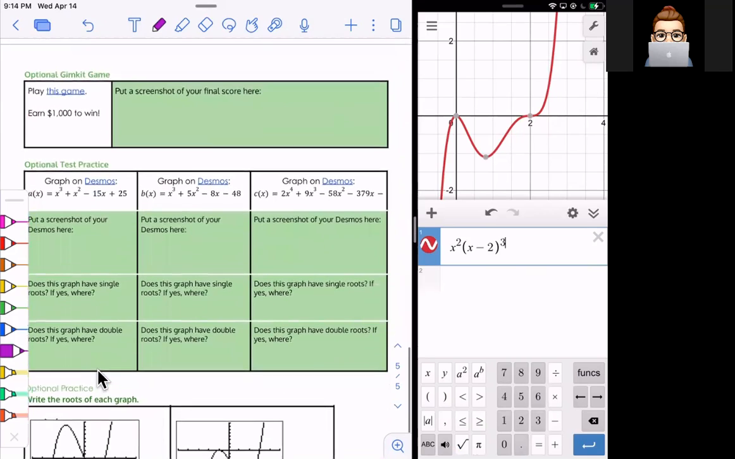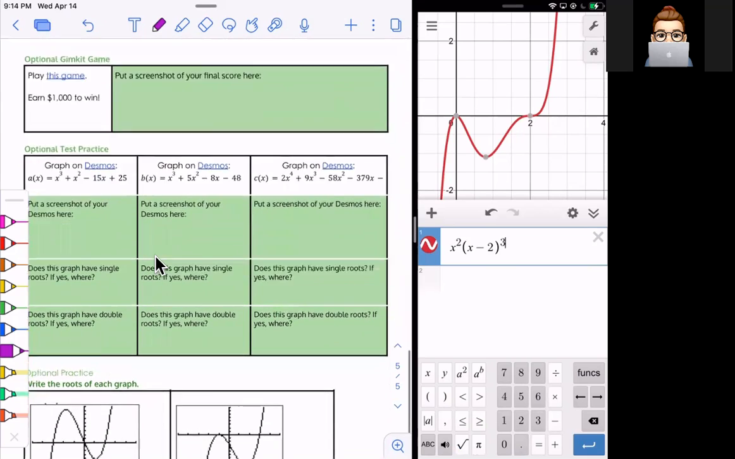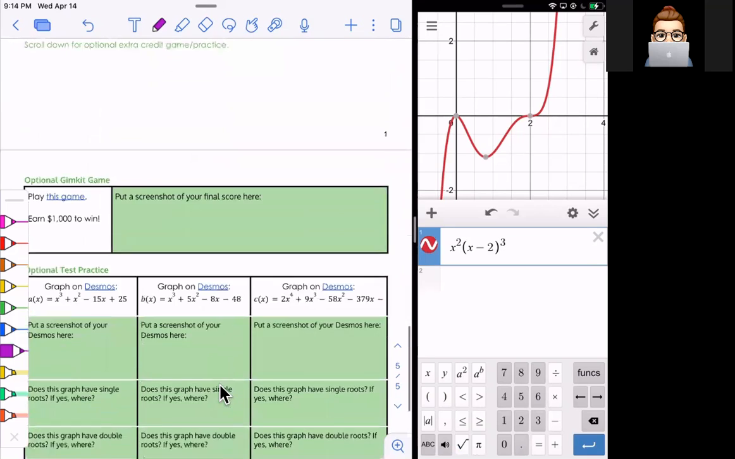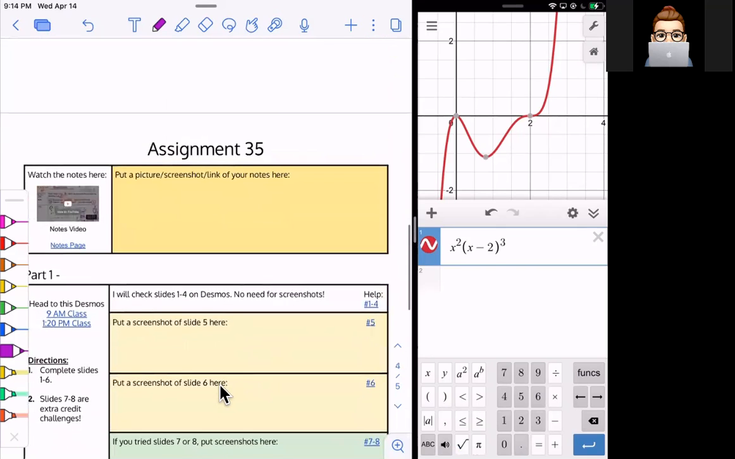There is some extra credit. You have the game available. You have the test practice if you want, or there's some more practice here at the bottom. So there are lots of extra credit available today if you are interested.